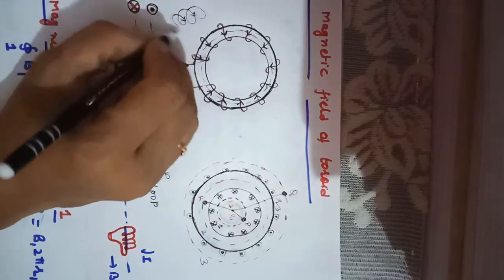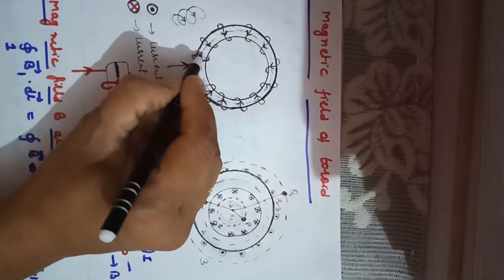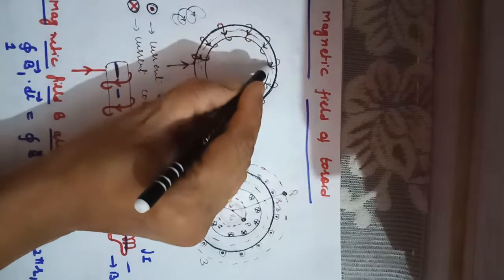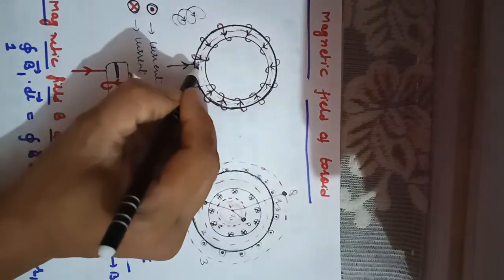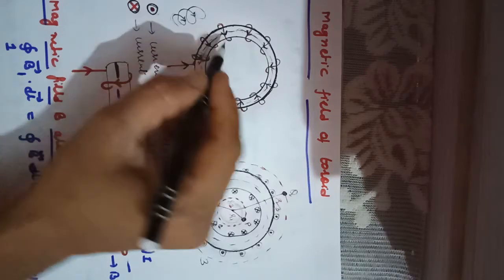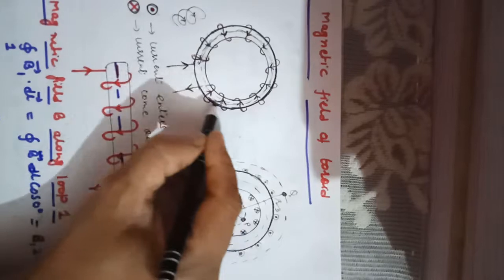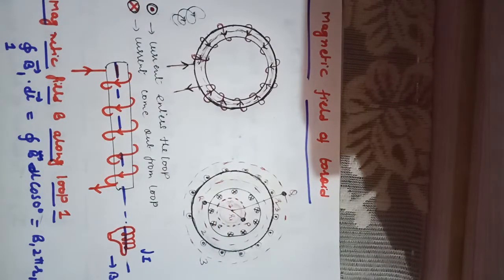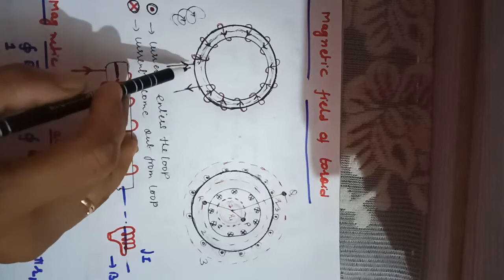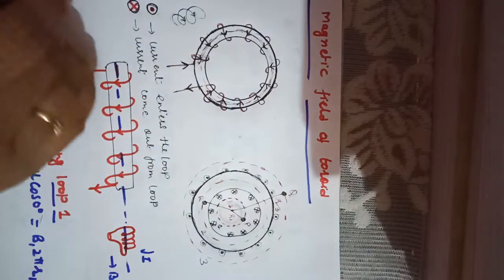So if the current is flowing in the clockwise direction, what is the direction of the magnetic field? Along the axis of the solenoid. So this is the axis of the solenoid, and the direction of the magnetic field is the inward direction. And the magnetic field lies along the axis of the solenoid. You have to find out the magnetic field in the three regions of the toroid solenoid.